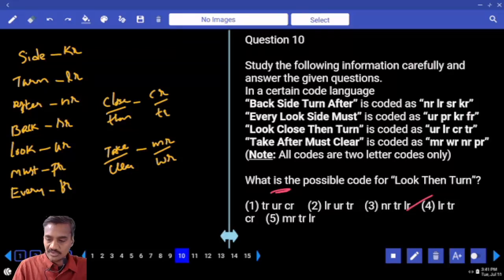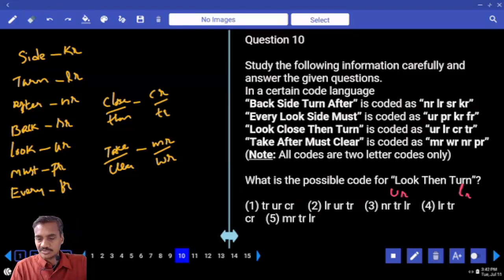Then 10th one, what is the possible code for look, then, and turn? Now look, then, and turn, what is the code here? Turn is LR, look is UR, and what is the code for then? CR or TR. UR, LR, UR, LR must be here, and UR, LR, TR. Is it possible to have TR?